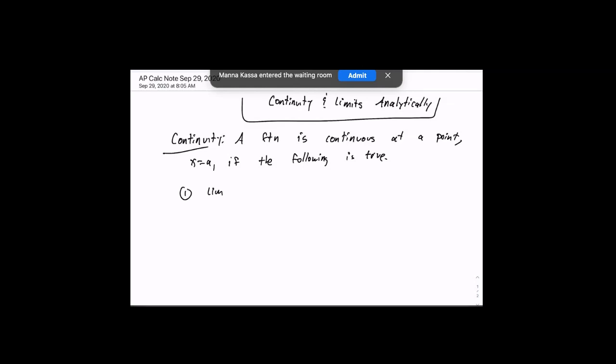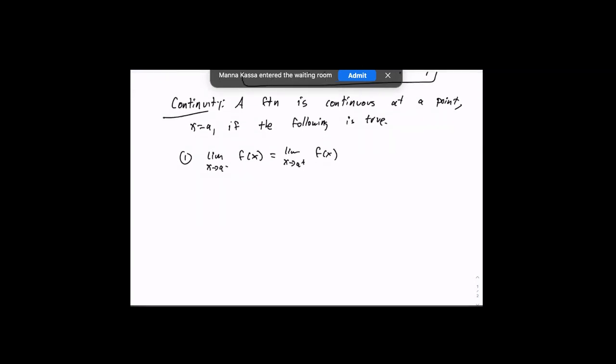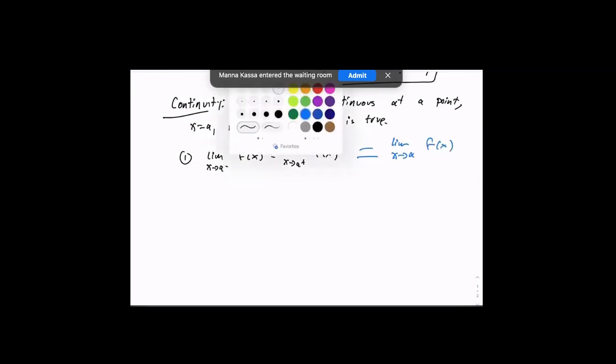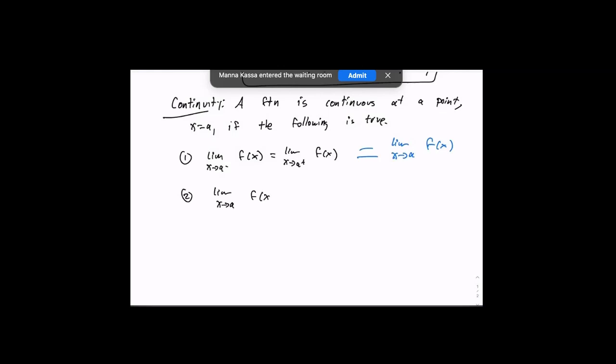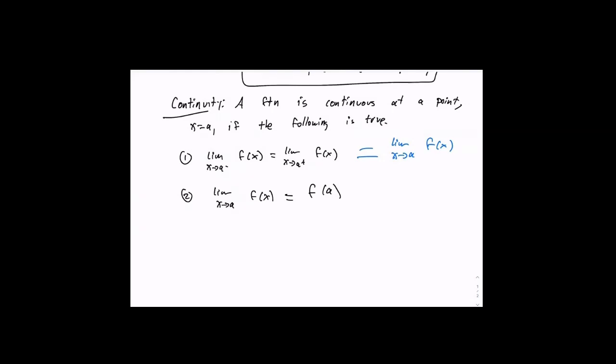1, the limit as x approaches a from the left-hand side of f of x equals the limit as x approaches a from the right-hand side of f of x. And I do want to point out that this means that we have the limit as x approaches a of f of x. And 2, the limit as x approaches a of f of x equals f of a. So if these two statements are in fact true, then the function is continuous at x equals a.